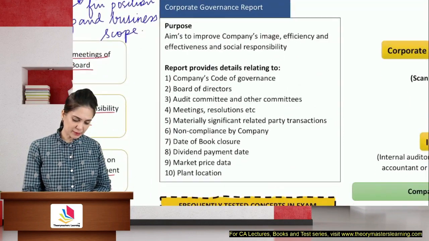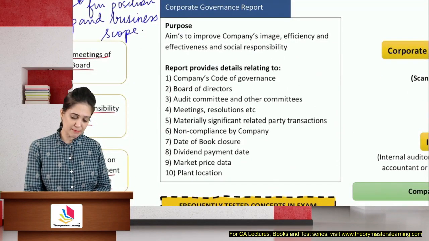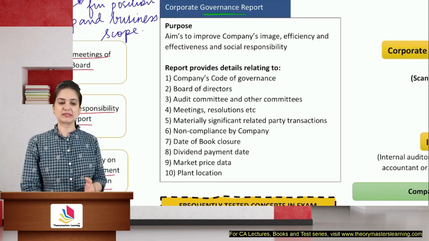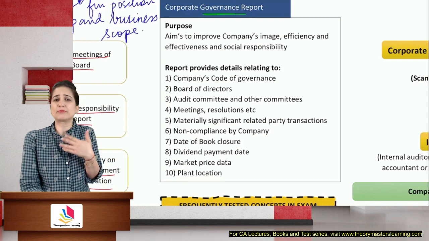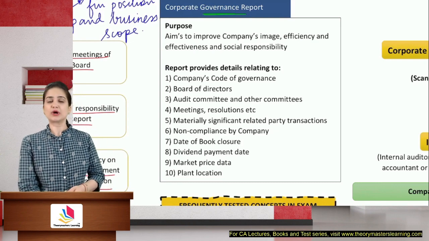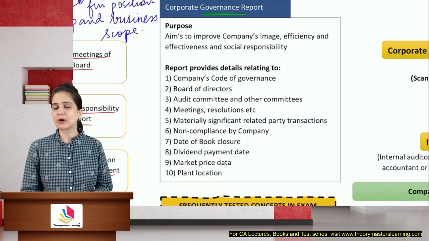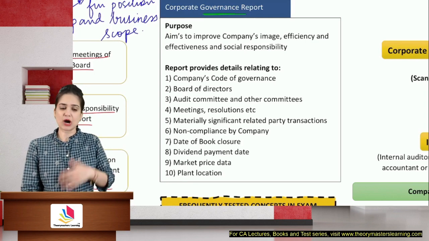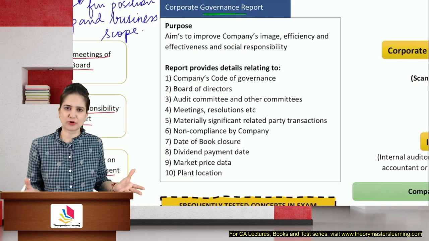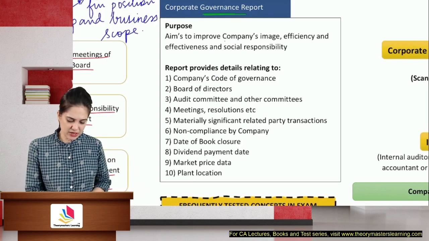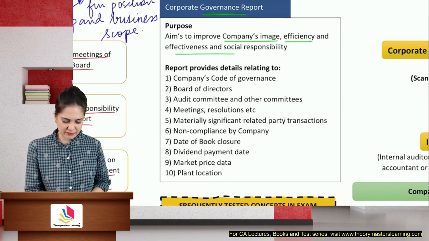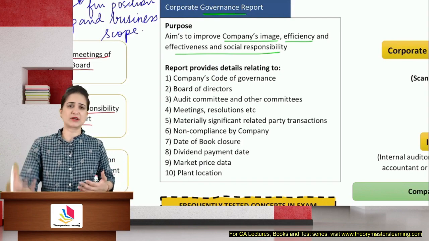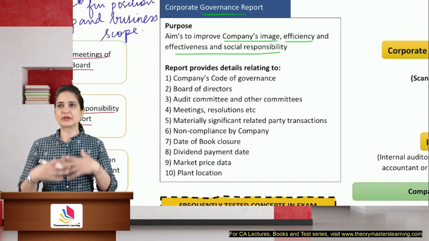Then we have the corporate governance report. Corporate governance means the manner in which a company is governed. Good governance implies that you have policies in place, a larger number of independent directors on your board, a code of ethics, and a whistleblower policy. There are certain things which make the employees and the shareholders comfortable. So how are you managing the company to the best of your ability? It aims to improve the company's image, efficiency, effectiveness, and social responsibility. So taking care of the employees, their welfare, their families, CSR initiatives, and caring for the environment.